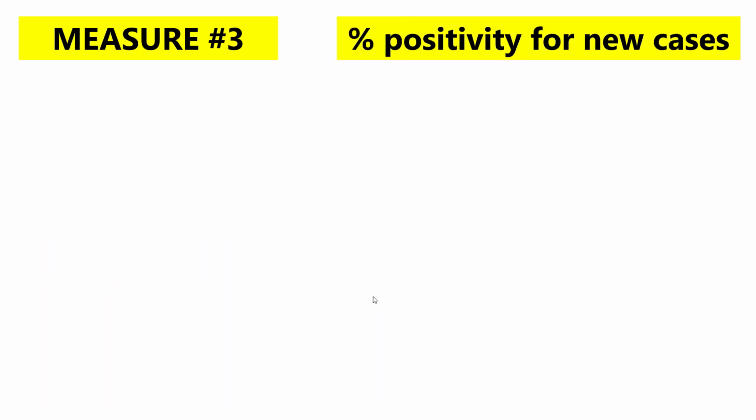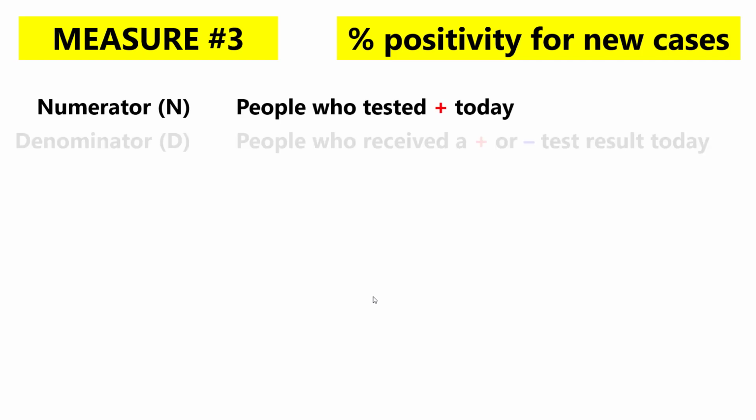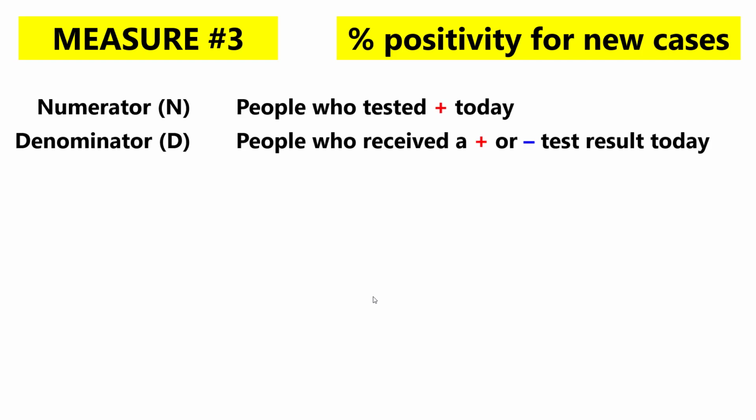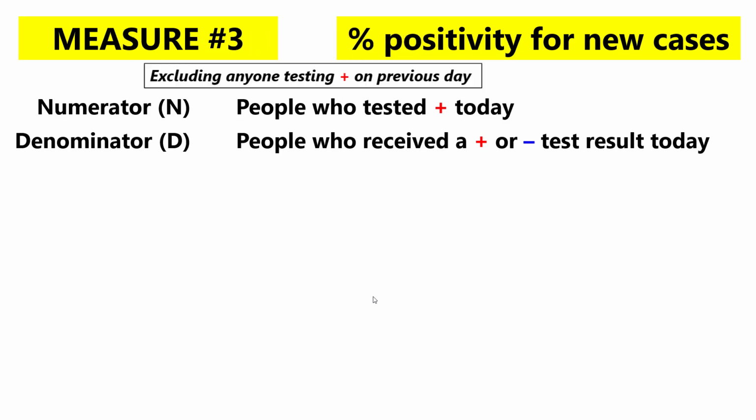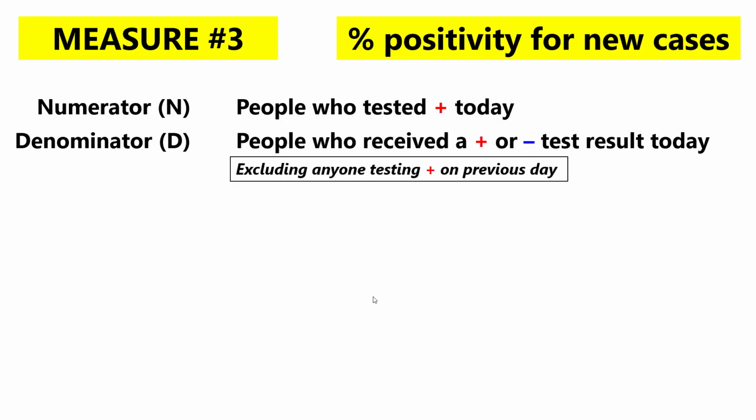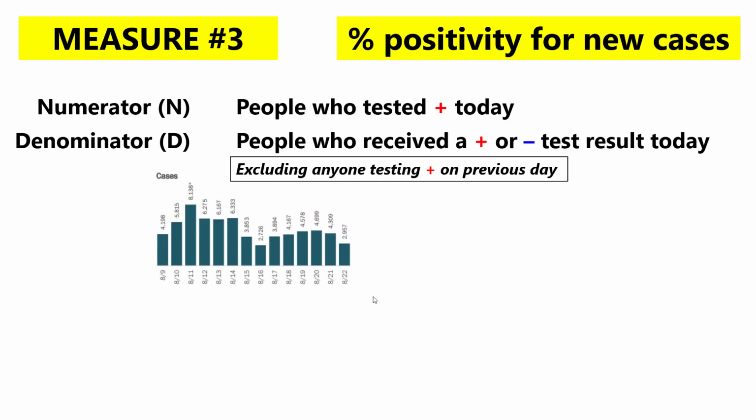Measure number 3. This is also another measure that is reported daily by the Florida Department of Health. They term this the percent positivity for new cases. I'm just going to head forward here and just say the numerator and denominator are the exact same as the previous calculation that we just did. The big difference is we're going to exclude anyone who tested positive on a previous day. And so where do I get the numbers for this? Now we're going to jump to the daily county level report.